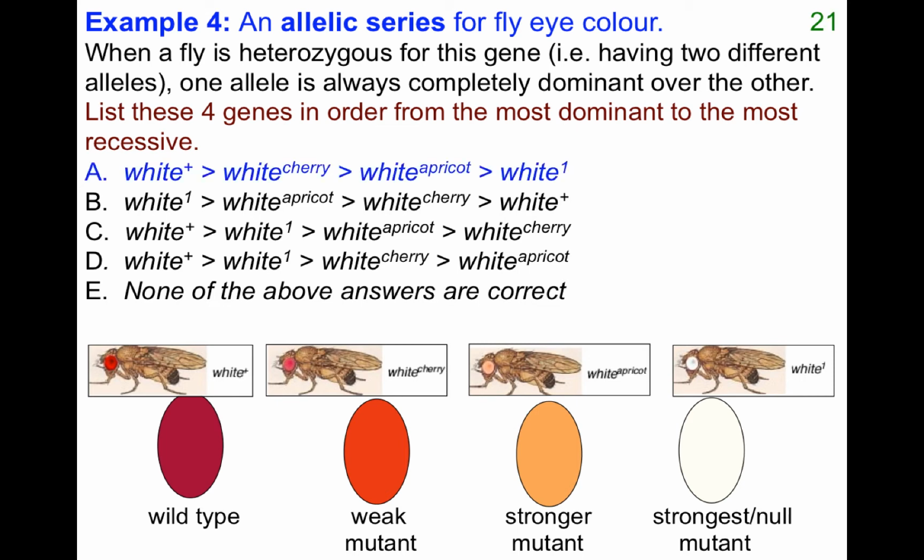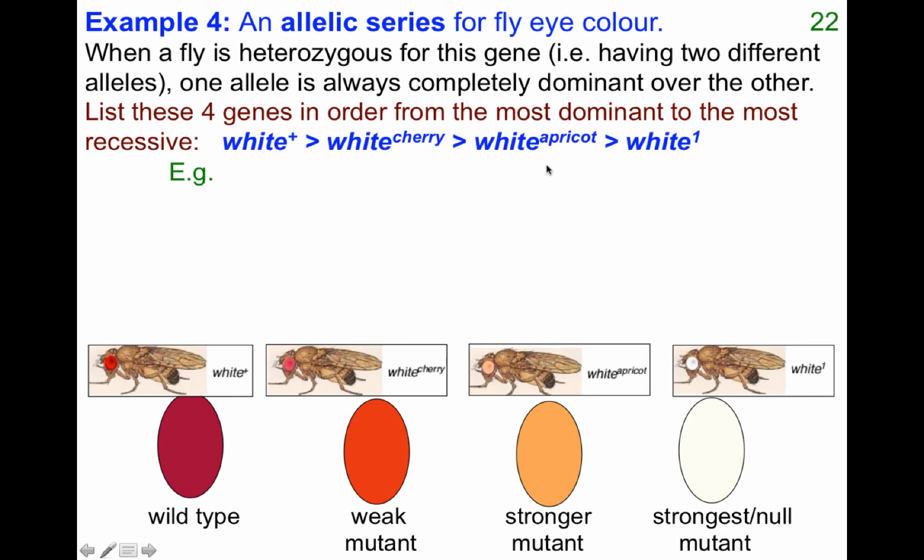Okay, so hopefully you thought about it and chose A. So this is what we call an allelic series. An allelic series will list the symbols for all the alleles that we're looking at, but it'll also tell us which one's the most dominant, and the next most dominant, and the next, and the least dominant, or the most recessive one. So why does that make sense?